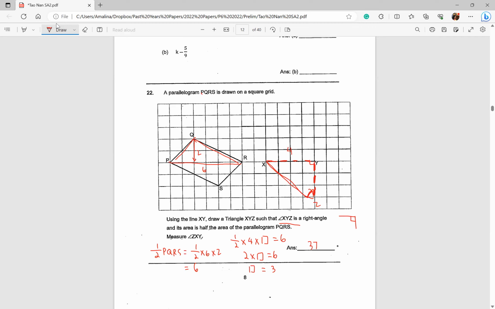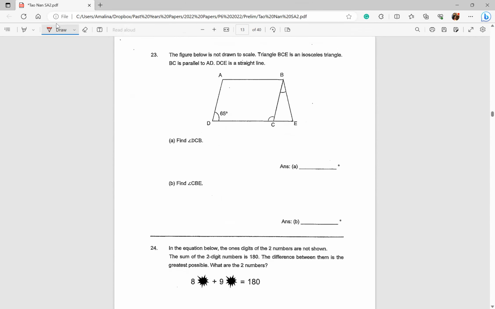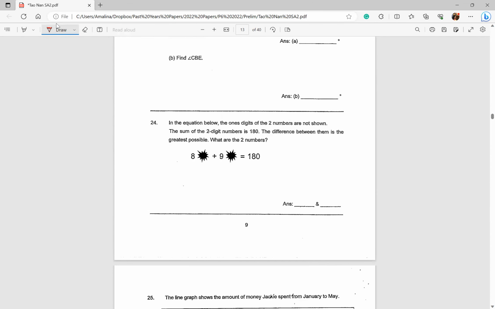So that was question 22. Now let's move on to question number 24. Interesting question. In the equation below, the ones digits of the two numbers are not shown, so they are hiding. The sum of the 2-digit numbers is 180. The difference between them is the greatest possible. So what are the two numbers?